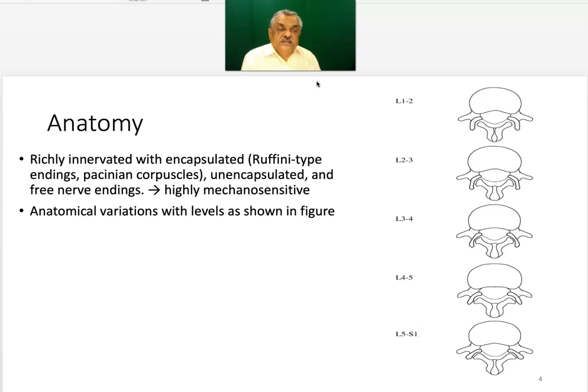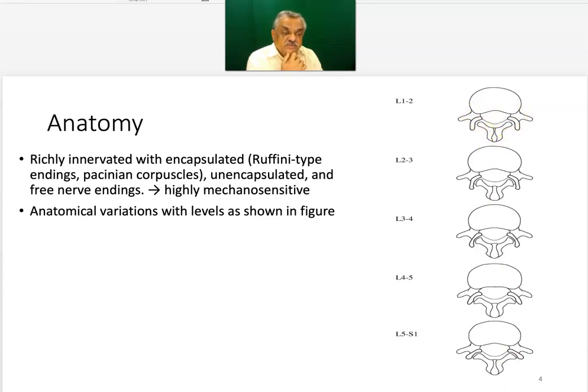Now it is a richly innervated capsule, having a lot of unencapsulated or free nerve endings in the capsule which are highly mechanosensitive. Anatomical variations are shown here, from L1-2 to L5-S1, where you will find this is more like 45 degrees. These are different. These are more in the sagittal plane, and this is more coronal as compared to this. And there is more overhang because the lamina is wider as compared to L1-2. At L1-2, the lamina is less wide.